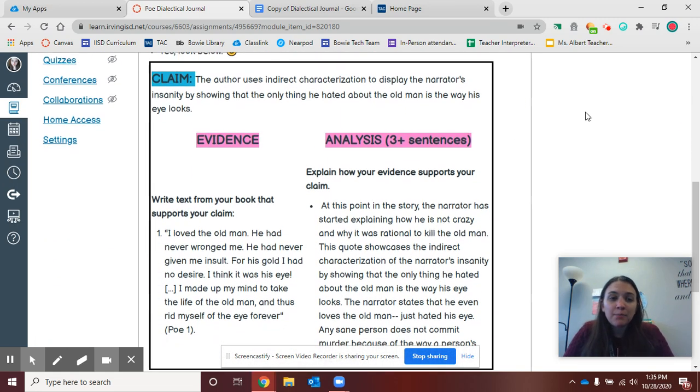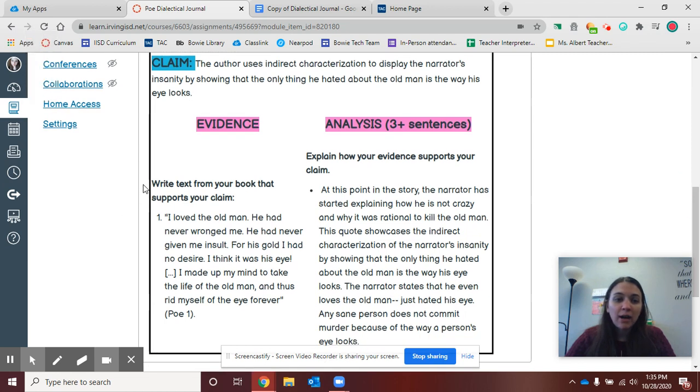All right, so I did an example from The Telltale Heart. So I put the claim: the author uses indirect characterization to display the narrator's insanity by showing that the only thing he hated about the old man is the way his eye looks. So as I was reading, I came across this passage, and I put this in the left-hand column under evidence. It says, write text from your book or story that supports your claim.